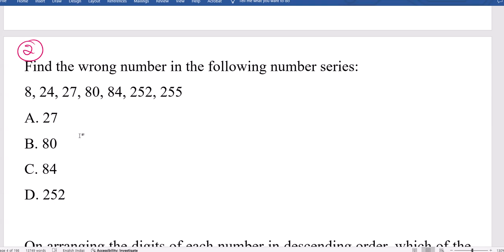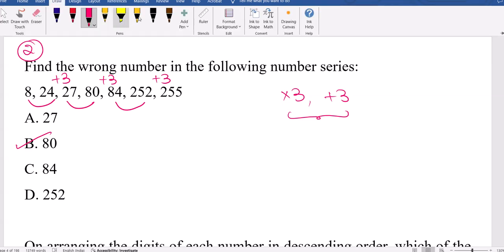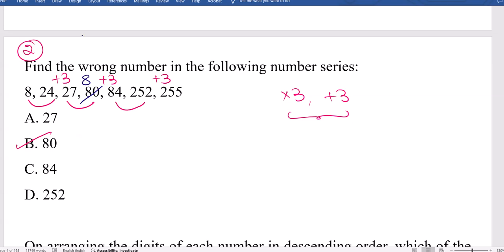Yes? Madam? What's your answer? Bit louder. You said some answer, 80. 80 is the answer. The logic is you are multiplying by 3, then adding 3. You can say this is multiplied by 3, this is multiplied by 3, this must be multiplied by 3, and here adding 3. If you want to satisfy all this, 80 should be changed to 81. Multiply by 3, then add 3. That should be the logic. So the wrong number in the series is 80, which must be replaced by 81.